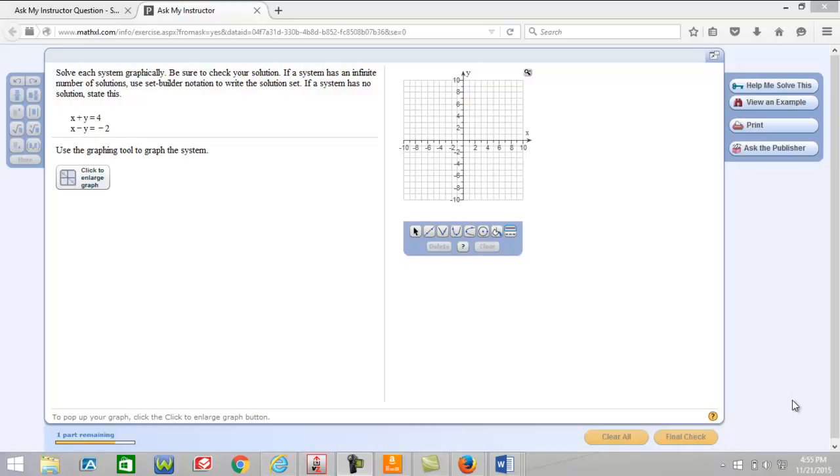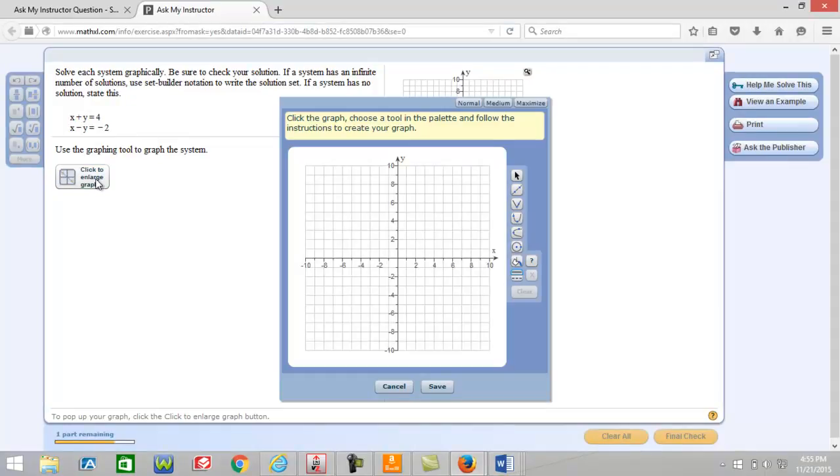We have two equations, x plus y equals 4, and x minus y equals -2. Our goal is to graph each equation and find the point of intersection. I'm going to enlarge the graph here, so I'm going to click to enlarge graph.